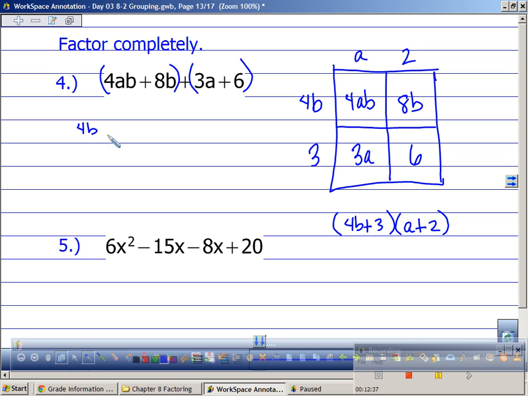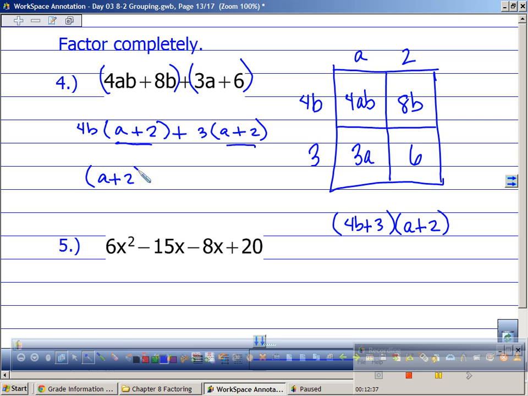4 and B. See how it's harder to see than it is over here? For some reason, it's so much easier to see it than over here. So 4B times A would make that. And 4B times 2 would give us this. Plus, what are the common factors over here? 3. 3 times A plus 2. Now we have this common and this in common with these two terms.